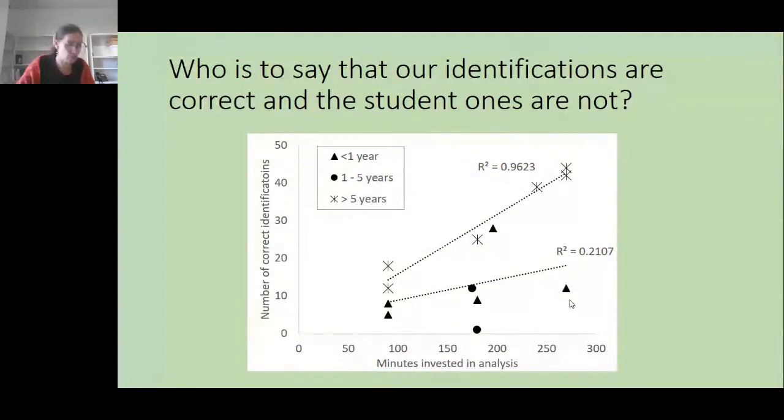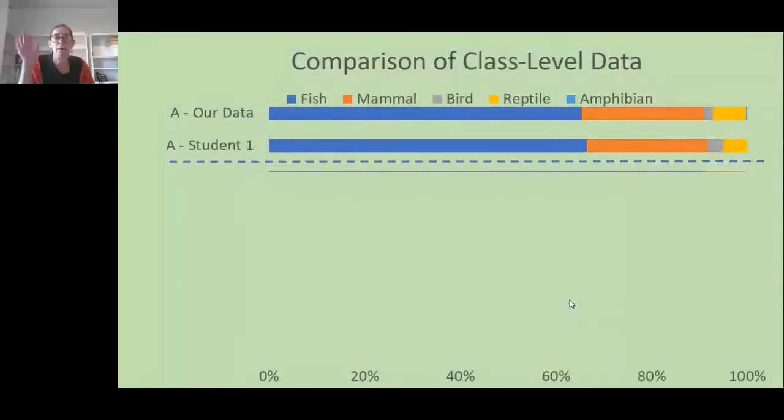So our first question in this was, if we just look at class level data. So here we're just asking the most basic thing. How are their classifications of bird, fish, mammals, reptiles, and amphibians compared to our own? Are we getting the same patterns? So in the sample where we analyzed almost exactly the same thing, we see that they're very close.